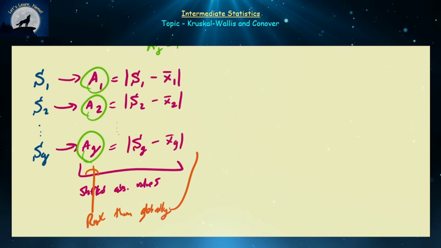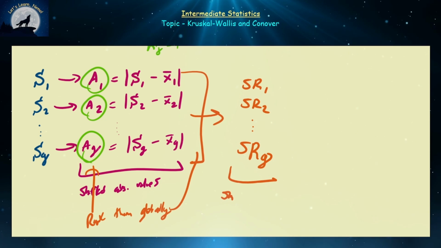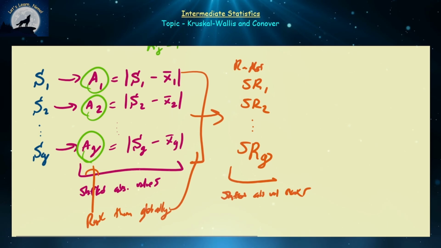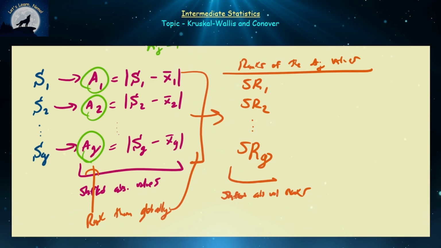So once we rank them globally, what we're going to have is SR1, SR2, all the way down to SRG, right? So these are our shifted absolute value ranks, right? So that's actually pretty interesting, right? So these are just the ranks. That's a horrible way of writing ranks, but it's the ranks of the Aj values globally.